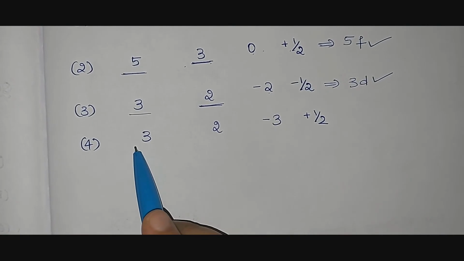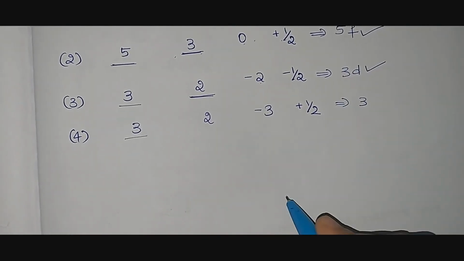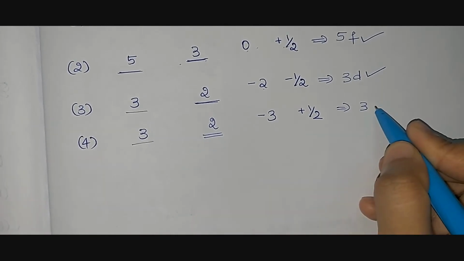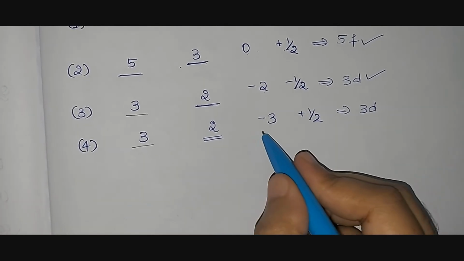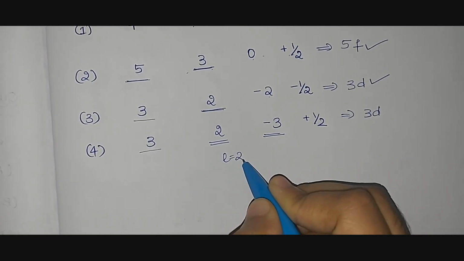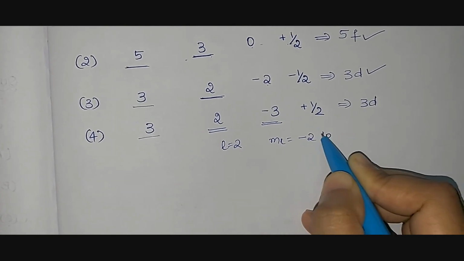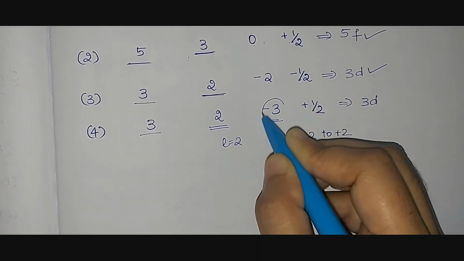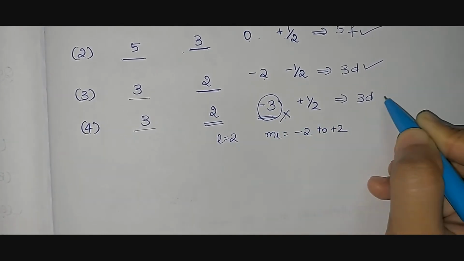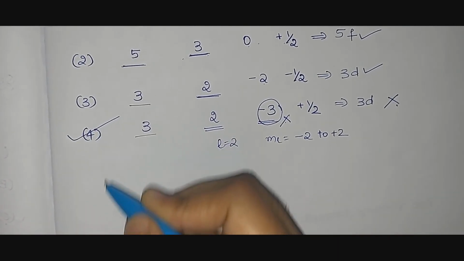Fourth option is n is equal to 3. It indicates that it belongs to third shell. 2 indicates it is which orbital? d orbital. Minus 3. Since l is equal to 2, ml can be in between minus 2 to plus 2 but not minus 3. Hence, this is not permissible. So, which is the answer? Option 4 is the answer.